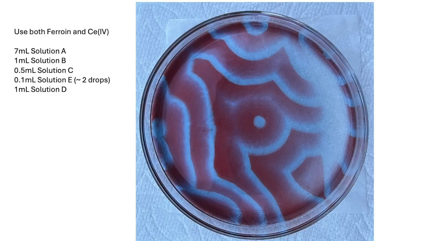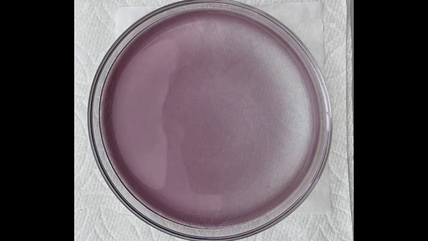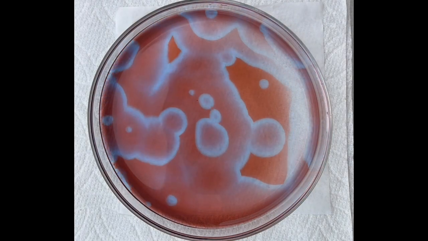In this experiment, we will add solution A, solution B, and solution C in a 7:1 to 0.5 ratio as the previous episode. But before adding the same amount of ferroin, we will add a couple of drops of cerium 4 ions, which is solution E. On the screen, you are watching the result with just a couple of drops of cerium solution.